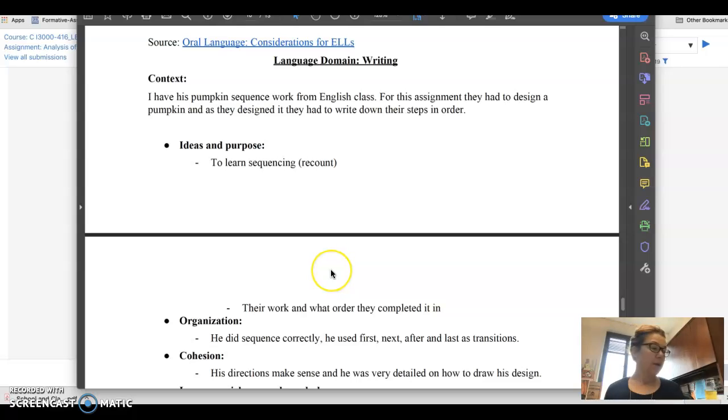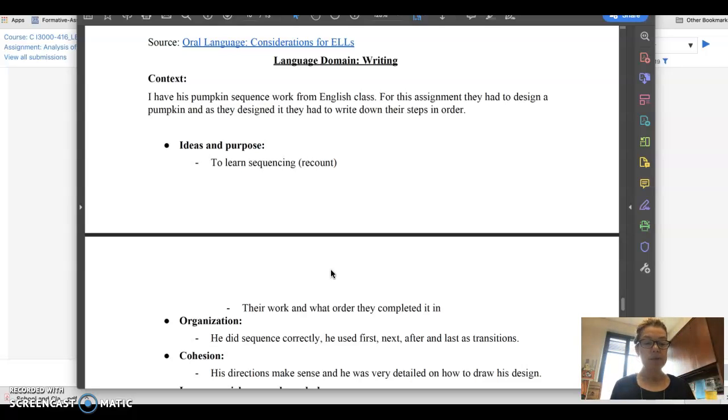So the top part here, the ideas, purpose, organization, remember that those come from the WIDA writing with a purpose reading that we did. And so you can go back and look at that if you need to.